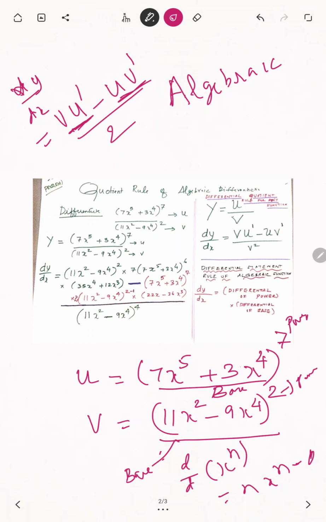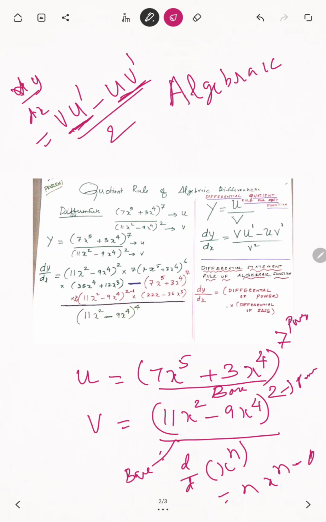First, v is an algebraic function, so first you have to differentiate the power. How to differentiate the power? Write down the power as it is, that's why 2 is written. Don't disturb the base, that's why 11x square minus 9x power 4 is written as it is. Subtract 1 from the power, so 2 minus 1. Now in the differential of v, the differential of power concept is completed.